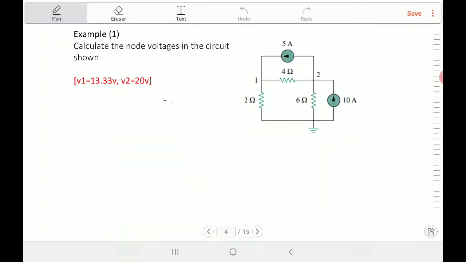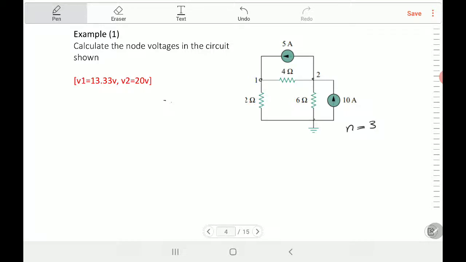Now let's go to the first example. Here we have a circuit consisting of two current sources, 5 ampere and 10 ampere, and 3 resistors. We want to find the voltage at each node. The first step, we're supposed to calculate the number of nodes. How many nodes do we have here? We have 1 here, 1, 2, 3. Okay, so we have 3 nodes.